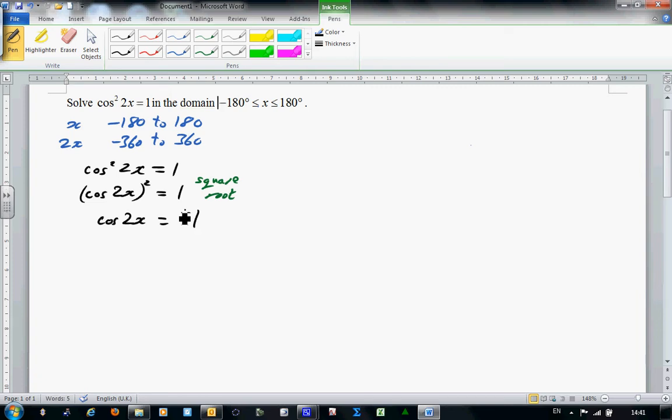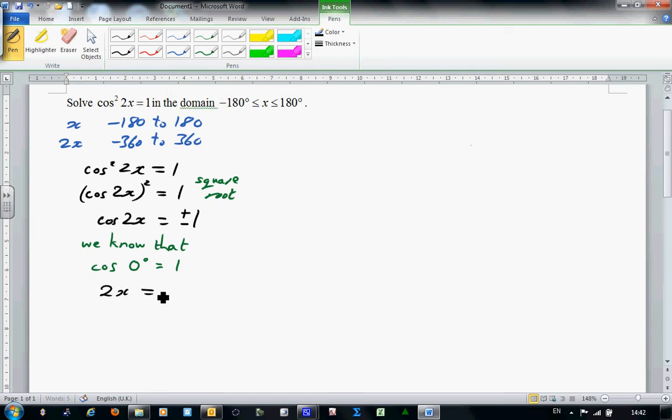Now what do we know? At this point here, we know that cosine, now what angle gives us 1? Cosine 0 is 1. And what else? 360 is 1. Okay, I've kind of written that in the wrong way really. Let's go back to this. We know that the cosine of 0 is 1. So what we've got now is that 2x must equal 0 degrees.